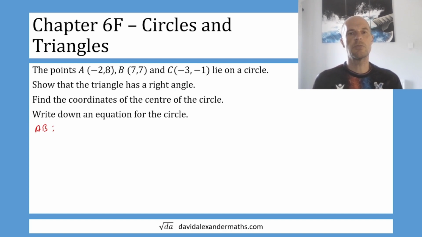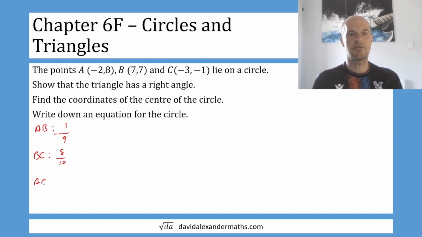So change in y over change in x, 8 take away 7 is 1, negative 2 take away 7 is negative 9. So that is minus 1/9. What about BC? So the gradient of BC is 7 take away negative 1, so 7 plus 1, which is 8, over 7 take away negative 3, so 7 plus 3, which is 10, so 8/10 or 4/5.